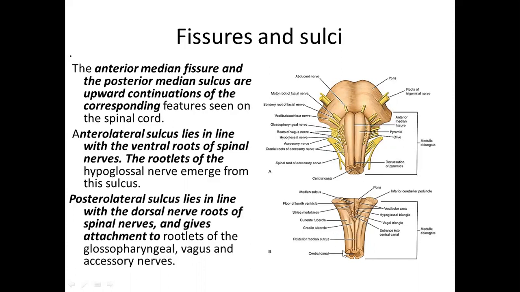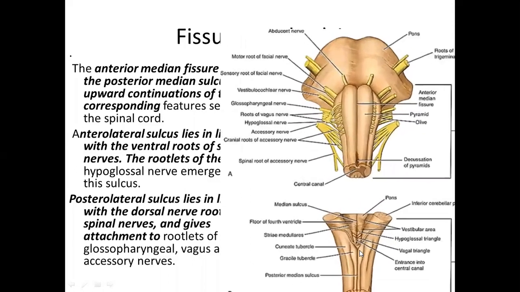Now, this one is the posterior aspect. Over here, you can see the posterior median fissure. There are two swellings on both sides of the posterior median sulcus. These are the clava, produced by the nucleus gracilis on the medial side and the nucleus cuneatus on the lateral side. Lateral to it on the dorsal aspect, you can see another swelling, the tuberculum cinereum, underneath which we have the spinal nucleus of the trigeminal nerve.